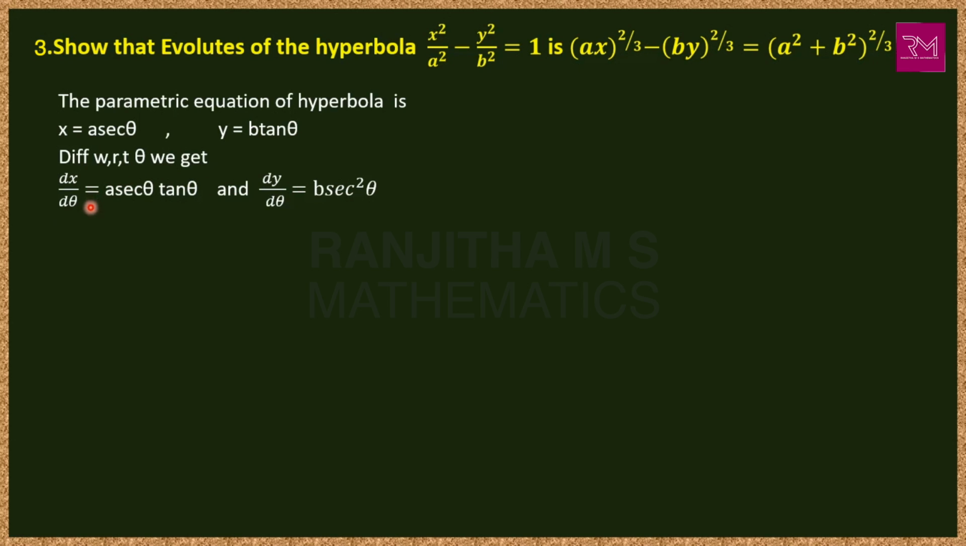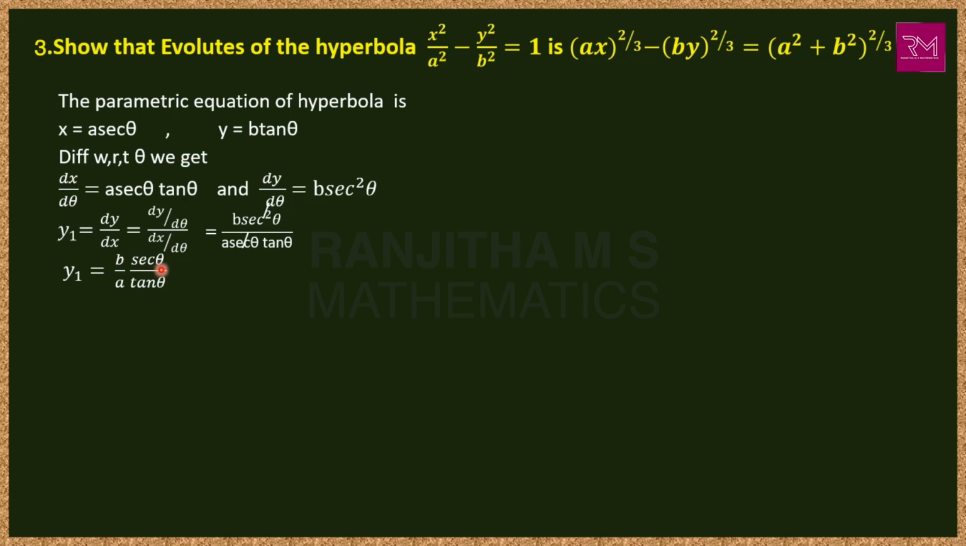After obtaining dx by d theta and dy by d theta, we have to find y1. We know that y1 we can write it as dy by dx. We can split dy by dx as dy by d theta divided by dx by d theta. Substitute value here, we get dy by d theta is b into secant square theta divided by dx by d theta is a into secant theta into tan theta. Here secant theta gets cancelled. Hence we get y1 value as b by a into secant theta divided by tan theta.